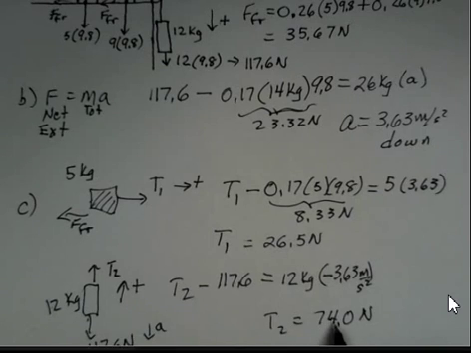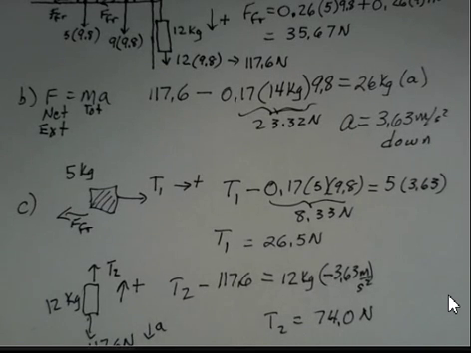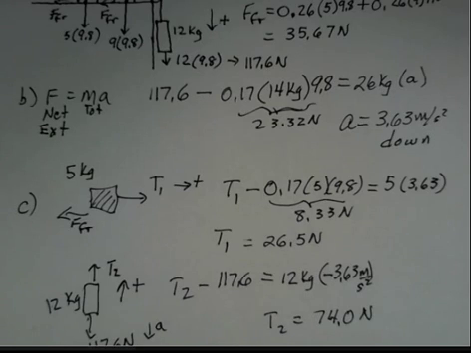That's reasonable. It's smaller than 117.6. We know the object is falling down at this acceleration. It's moving downward. So this 117.6 Newton force has to be the dominant force. So T2 is 74 newtons. And I'll let you keep practicing on Newton's second law and ask your instructor if you have questions.